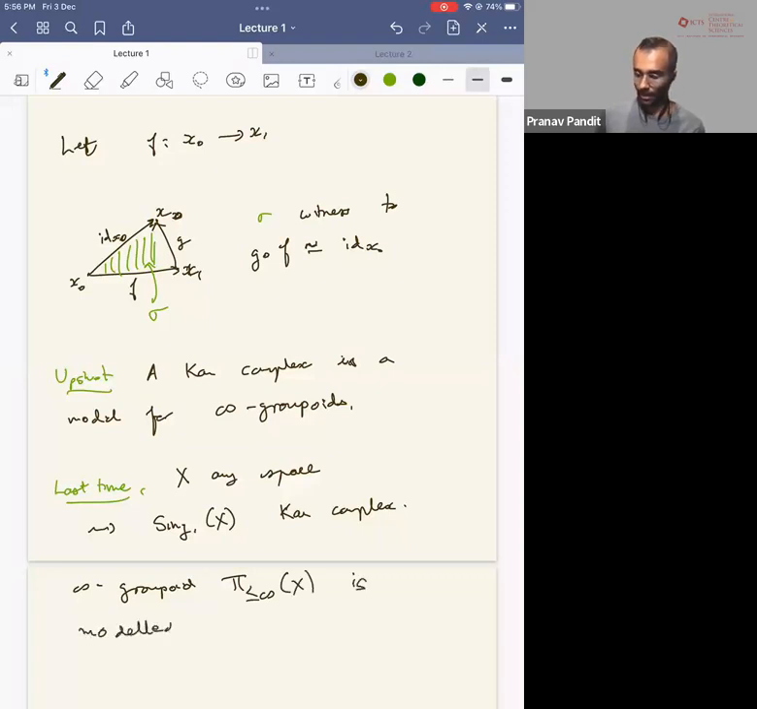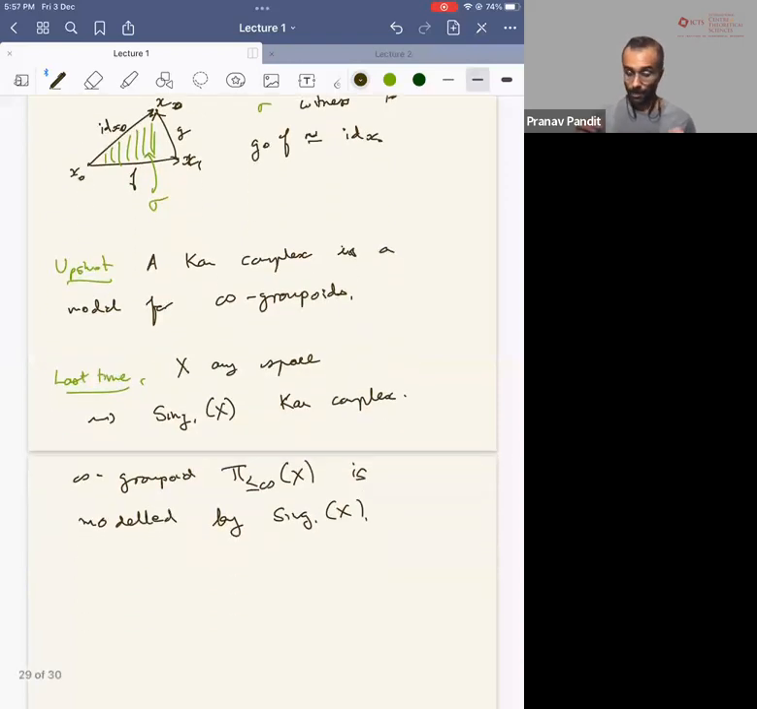This infinity groupoid π_{≤∞}(X) is modeled by Sing X. So why should I think of this as an infinity groupoid? Why do I call this a fundamental infinity groupoid? Because it generalizes the fundamental groupoid or the fundamental group.